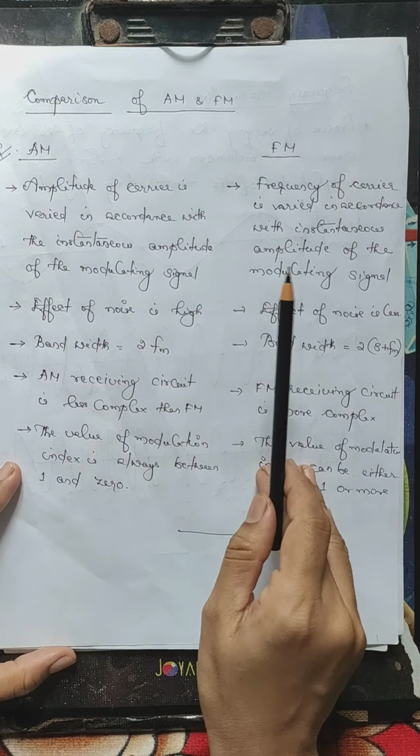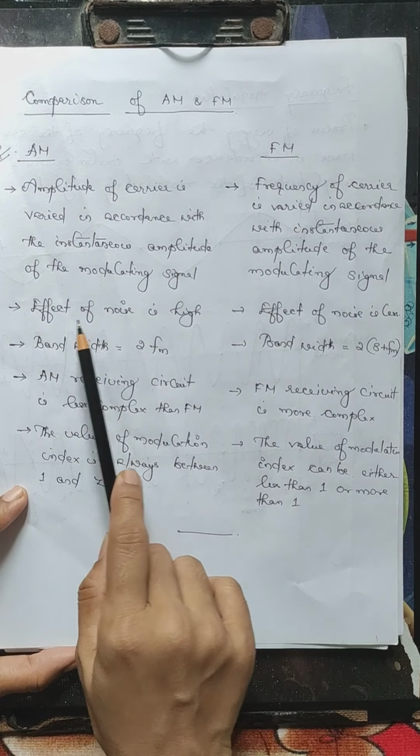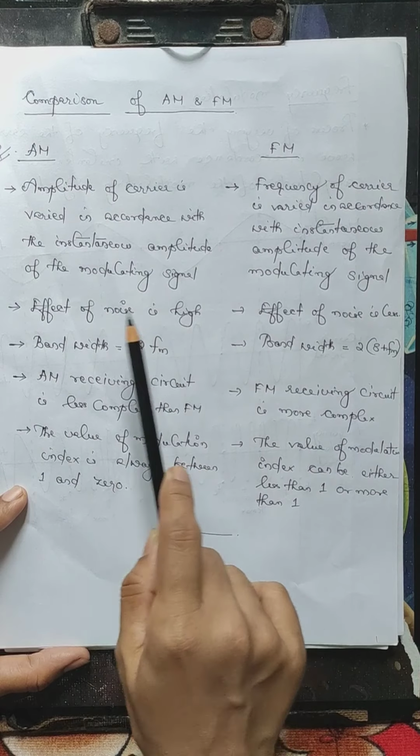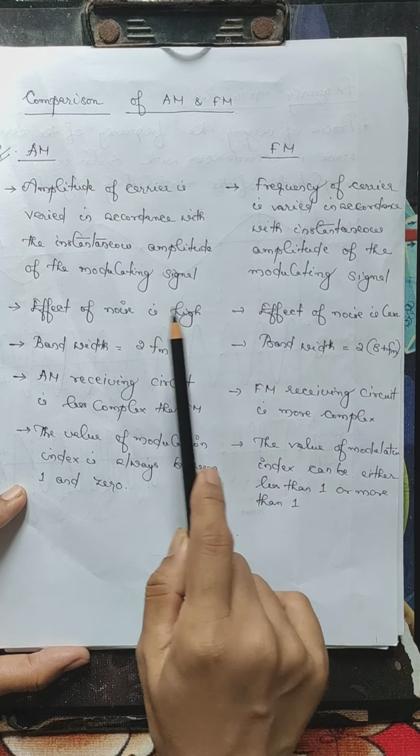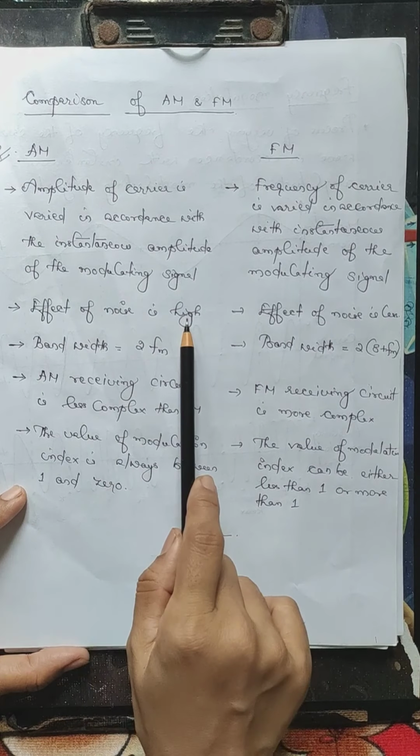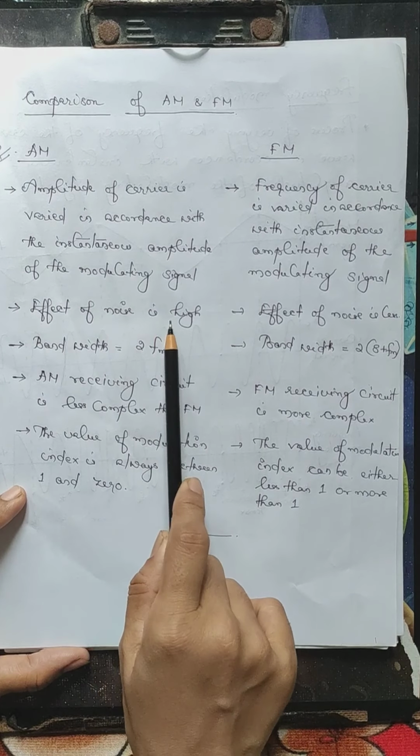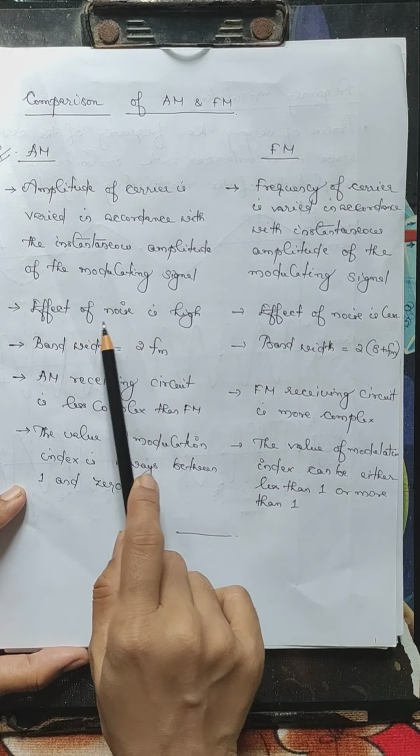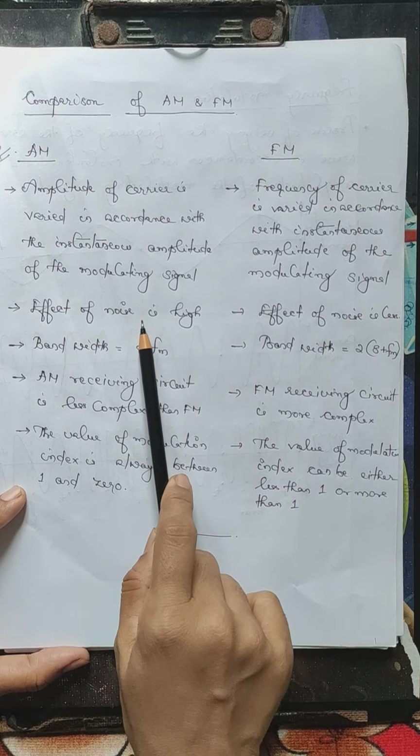So now in amplitude modulation, the effect of noise is high. Noise means unwanted signals. So in amplitude modulation, the modulated signal may get affected by unwanted signals. And in case of FM, the effect of noise is less. Bandwidth of AM is 2 times fm, where fm is the frequency of the modulating signal. And in case of FM, bandwidth is equal to 2 into delta plus fm.